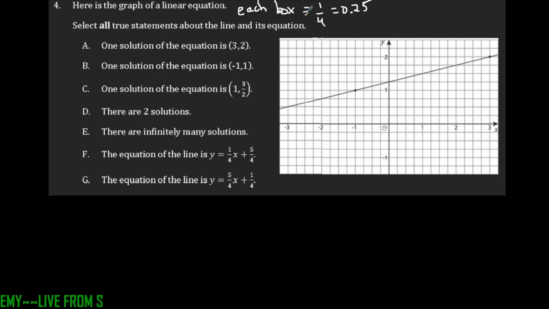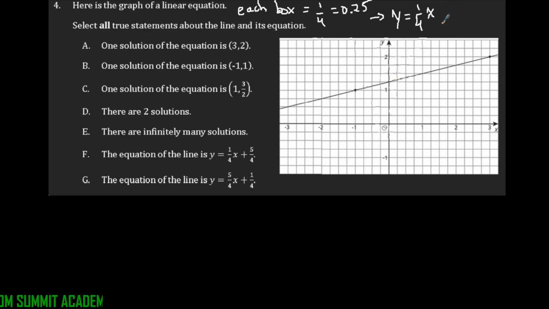And so what that means is, if I'm trying to come up with my equation, I'm going 1, 2, 3, 4 steps to the right, 1 step up, and so that's going to be my slope. So my equation for this line is going to be 1/4 x, and we have to find out where our y-intercept is.